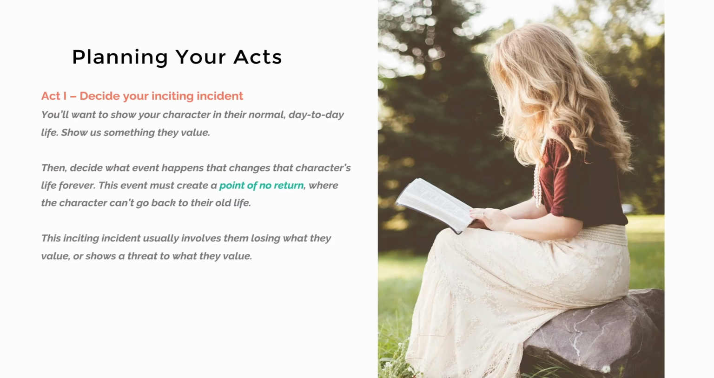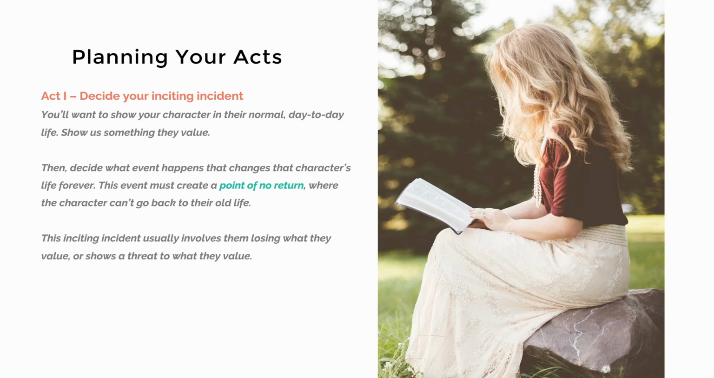So the first act, we're going to decide the inciting incident. So in your first act, what you want to do is show your character in their normal, everyday life. And don't make it boring, and don't start with things like getting up in the morning and getting dressed. That's useless to everybody. What you want to do is start off by showing the character doing something that alludes to something that they value. So each character values something, and you have to show us what they value and why. Because the inciting incident is the thing that's going to threaten the thing that they value.